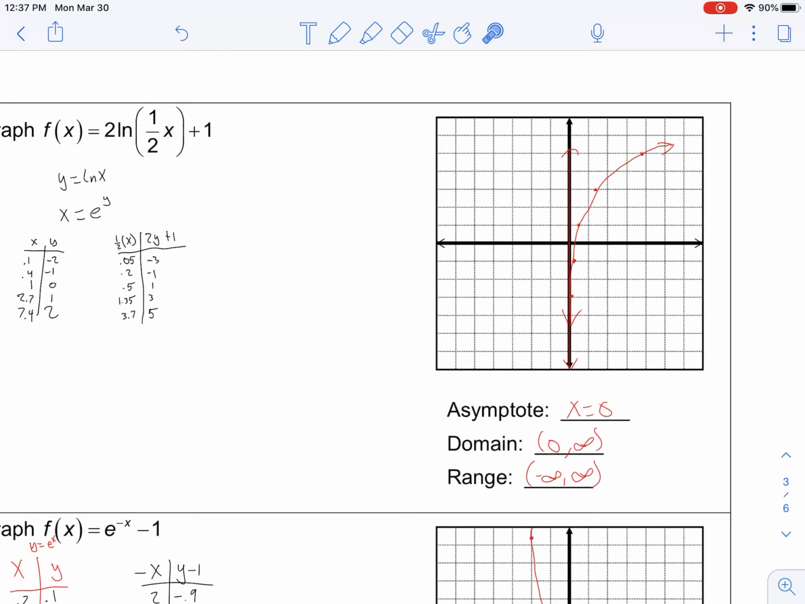Our domain, which is how far left can we go? Well, we can go to 0. And how far right can we go? To infinity. And then our range. How far down can we go? Oh, negative infinity. How far up can we go? Positive infinity.